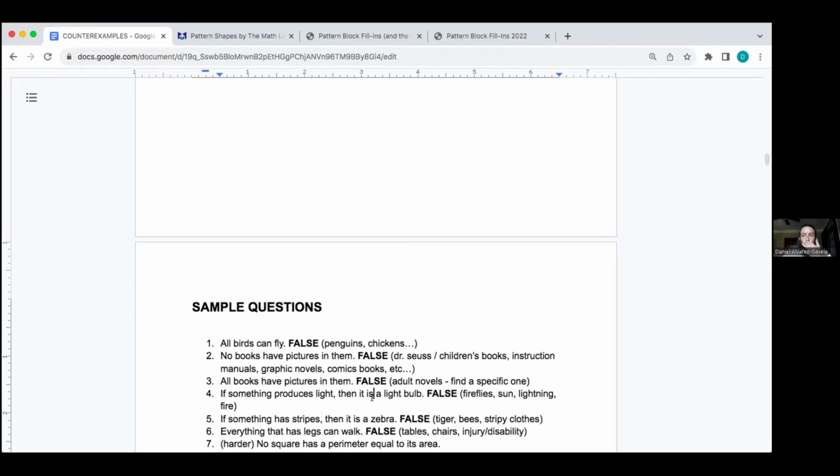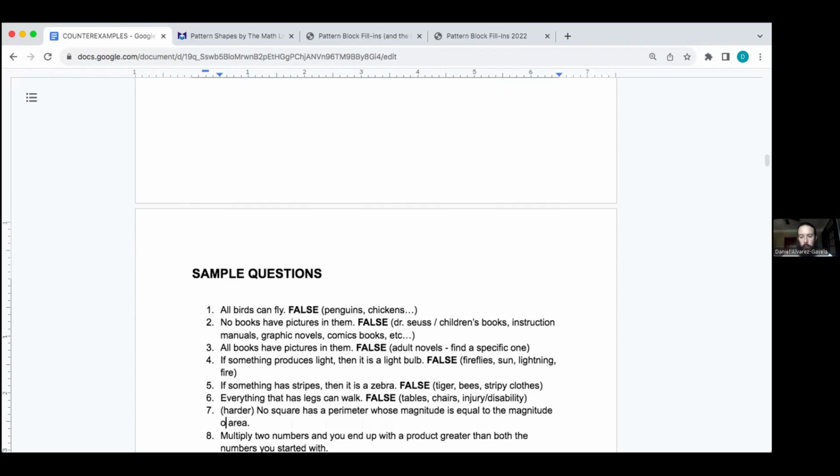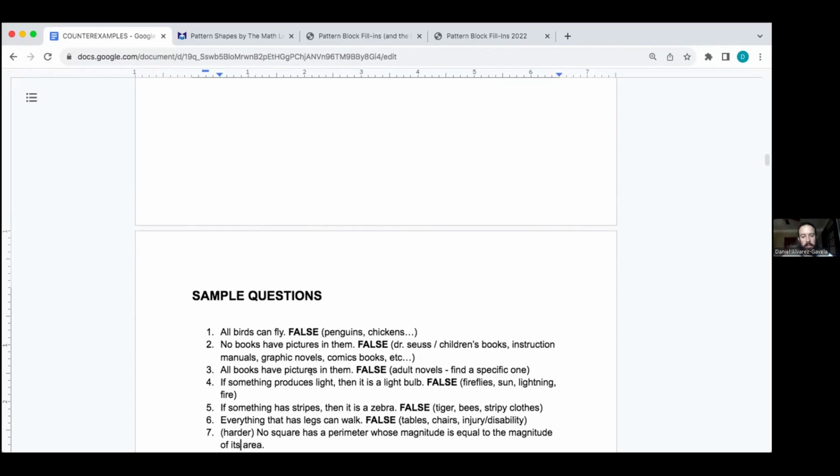So maybe I should refine my question a little bit. No square has a perimeter whose magnitude is equal to the magnitude of its area. By this I will mean the perimeter will be a certain number. Let's work in inches. The perimeter will be a certain number of inches, and the area will be a certain number of inches squared. And what I'm asking is, is there a square for which those two numbers are equal?